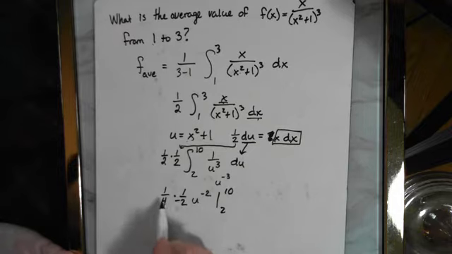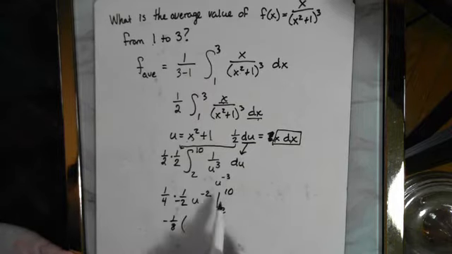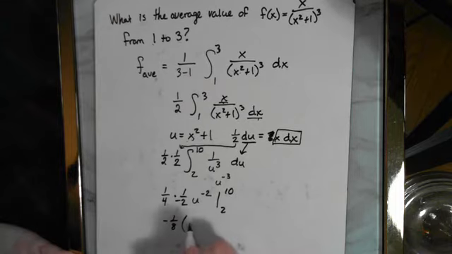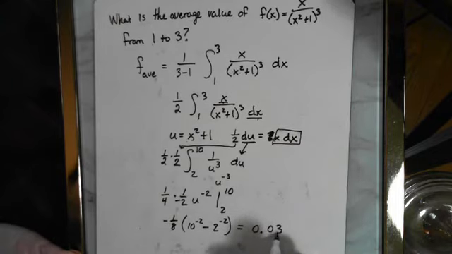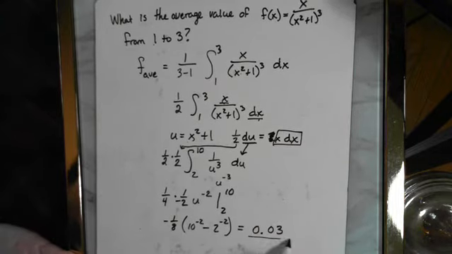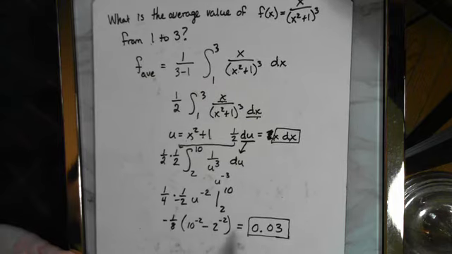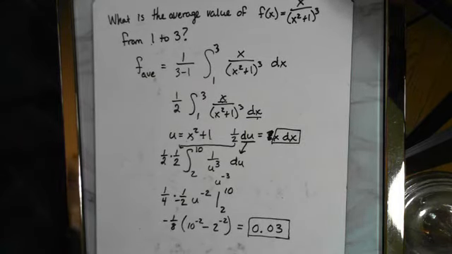Okay, so this becomes negative 1/8 times 10 to the negative 2 minus 2 to the negative 2. And I can put this right into a calculator and it comes out to be 0.03. And that's my answer for my average value of this function on that interval.